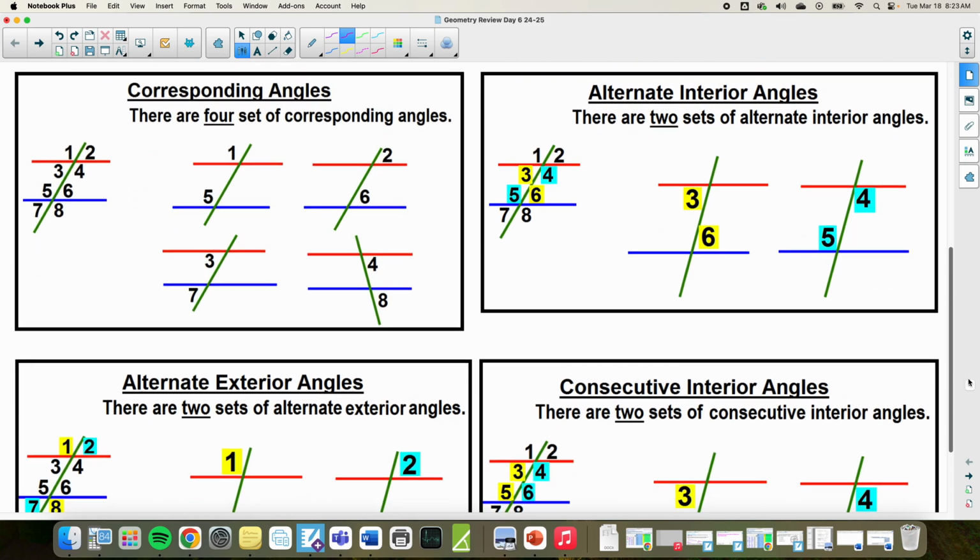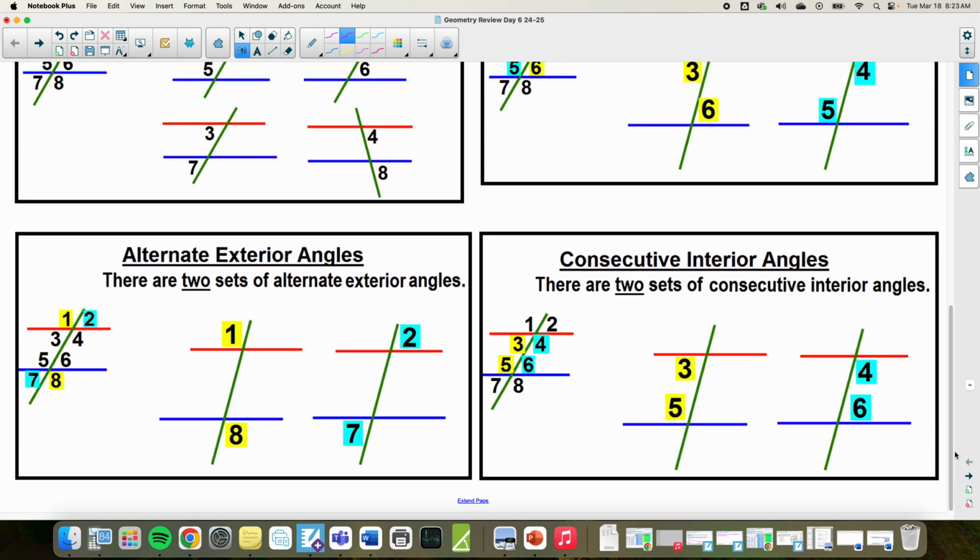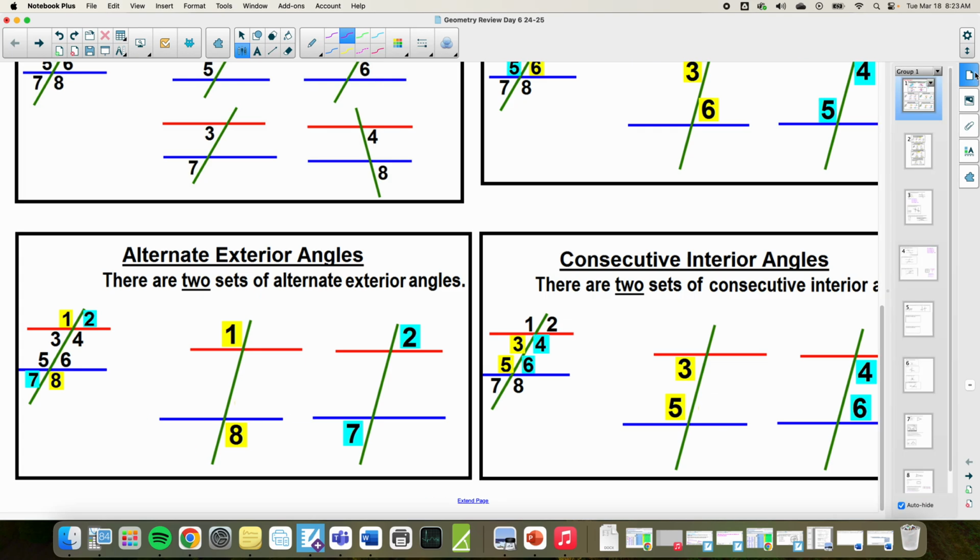And here's just another example of this. 1 and 5 are corresponding, 2 and 6 are, 3 and 7, 4 and 8. Alternate interior would be like 3 and 6 or 4 and 5. Alternate exterior, 1 and 8 or 2 and 7. And consecutive interior would be 3 and 5 or 4 and 6.